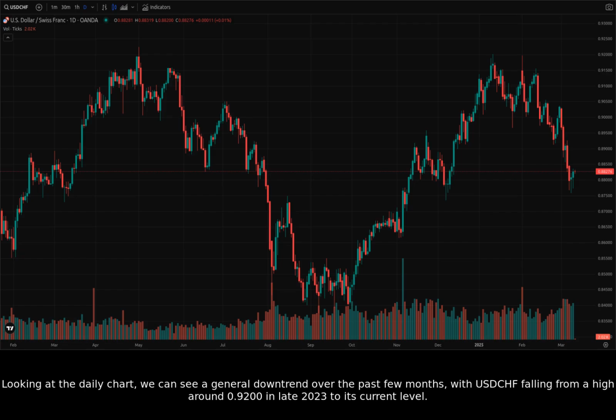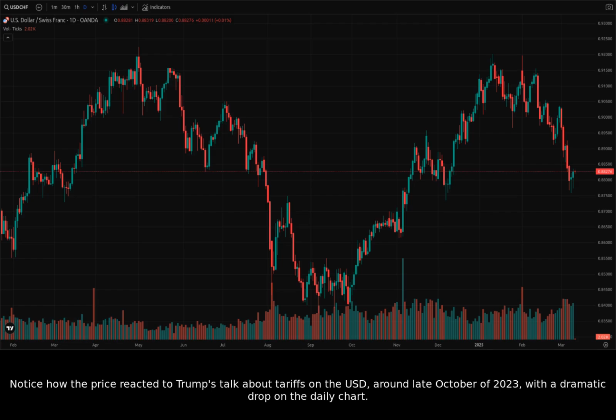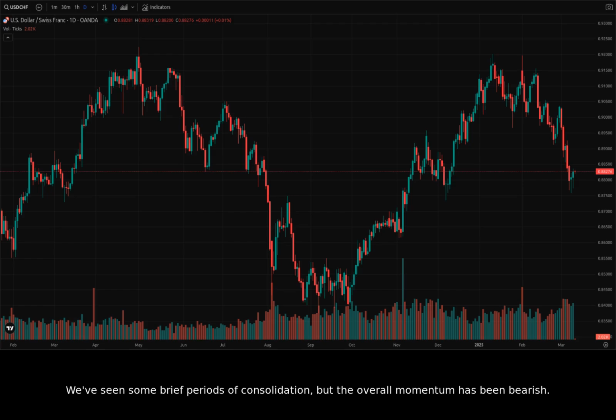Looking at the daily chart, we can see a general downtrend over the past few months, with USDCHF falling from a high around 0.9200 in late 2023 to its current level. Notice how the price reacted to Trump's talk about tariffs on the USD around late October of 2023, with a dramatic drop on the daily chart. We've seen some brief periods of consolidation, but the overall momentum has been bearish.